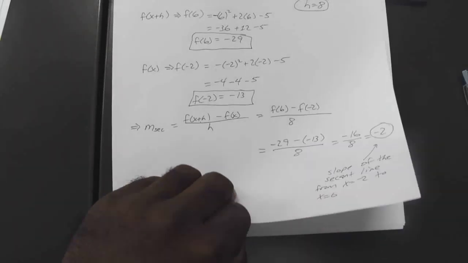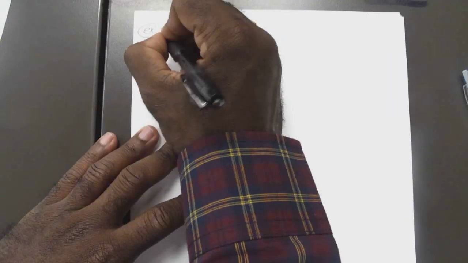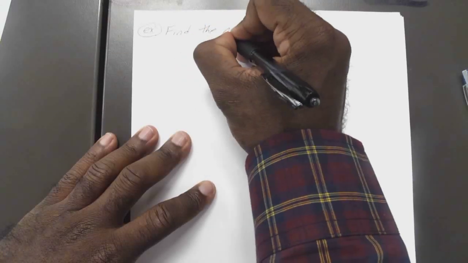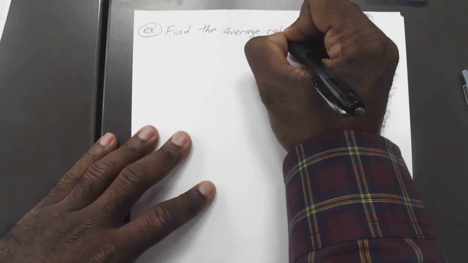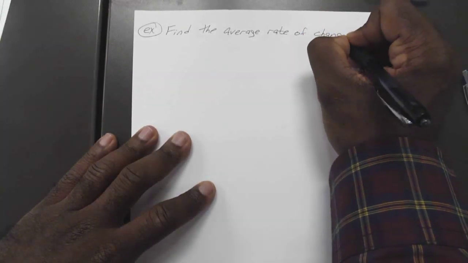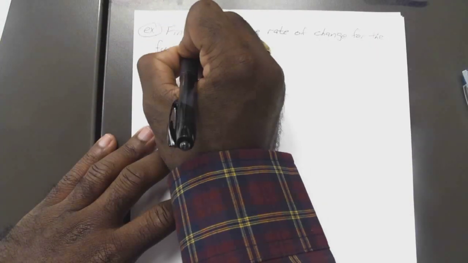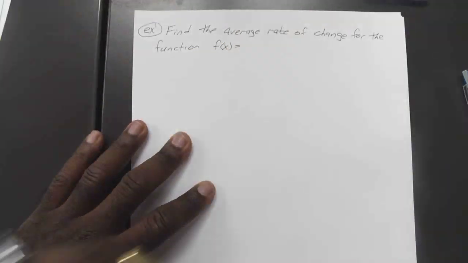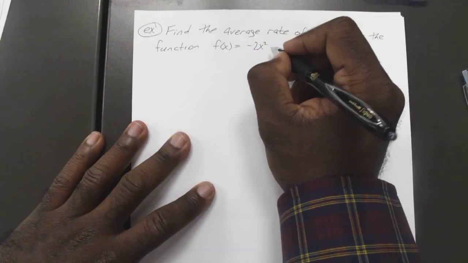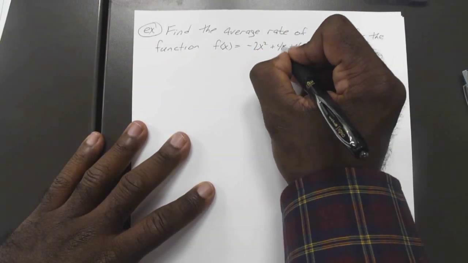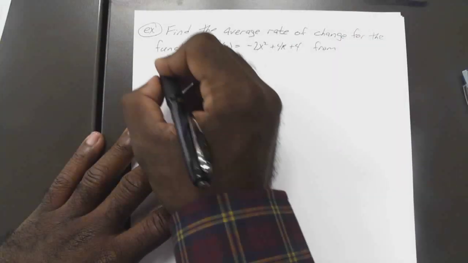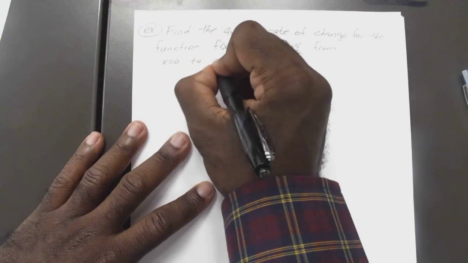All right. Okay, so let's say we want to find the average rate of change for the function f of x equals -2x squared plus 4x plus 4 from x equals 0 to x equals 2.